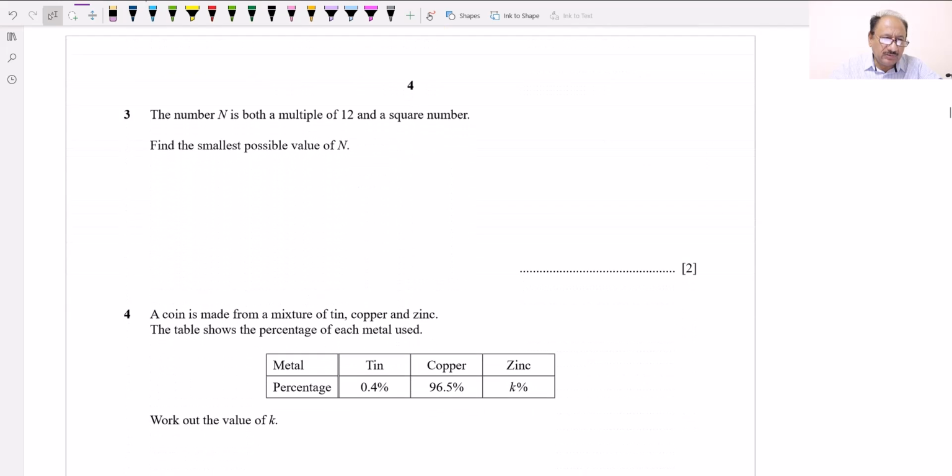Then question number 3 says the number n is both a multiple of 12 and a square number. Find the smallest possible value of n. We can write the multiples of 12: 12, then next will be 24, then 36, and 48. So we can check which is the smallest square number. 36 is a square number which is 6 squared. So this is a 2 mark question which is done.